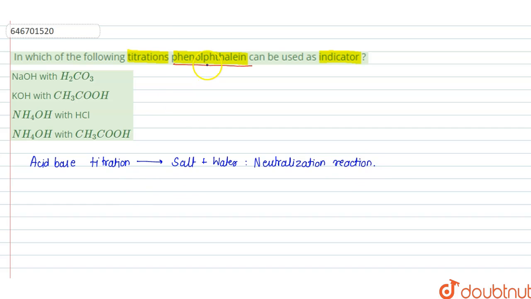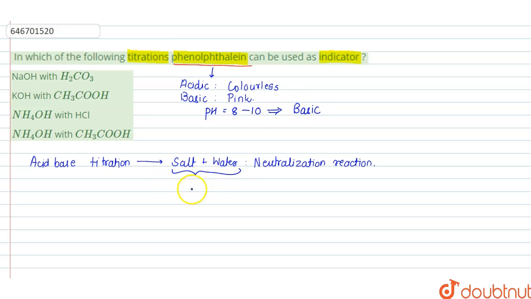Now let us see phenolphthalein. So phenolphthalein is an indicator which in acidic solutions is colorless and in basic solutions it is pink. And the pH range in which phenolphthalein is pink in color is 8 to 10. Now this is the basic pH. Means here this salt plus water solution, whatever is forming, this should be basic in nature so that phenolphthalein will show pink color. And then you can detect the endpoint has occurred.